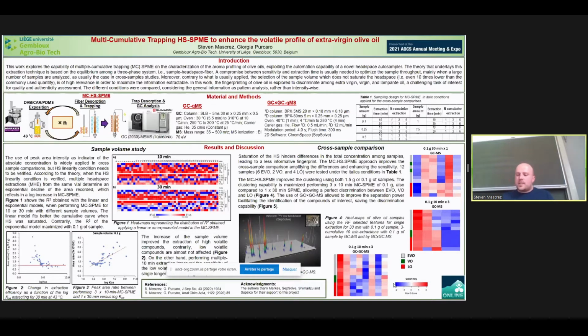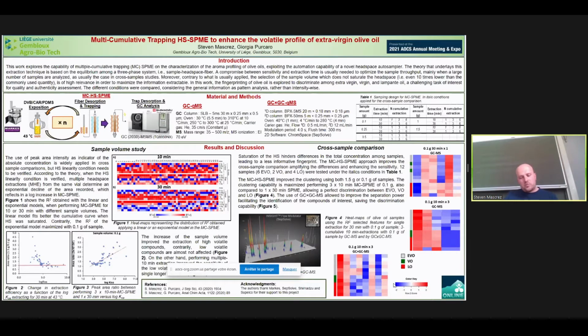In this study, we decided to work on a complex matrix, namely olive oil, because SPME is the most used technique for sampling olive oil volatiles. And these volatiles are really important for the fingerprinting of different olive oils, for authenticity or quality assessment. To sample these volatiles in olive oil, the DVB/CAR/PDMS coating is the most used, and the mechanism of the extraction is adsorption.